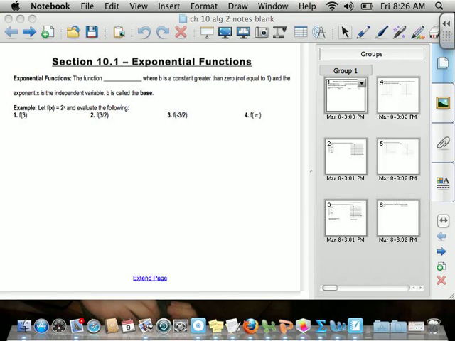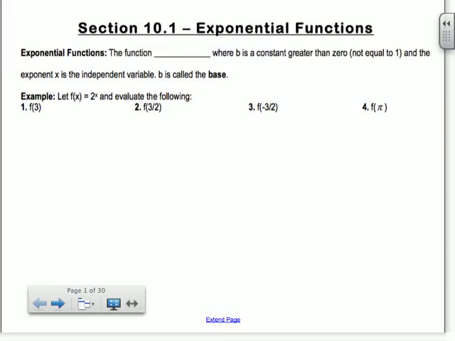Alright, so section 10.1 is on exponential functions. If you remember when we did our M&M activity, we had an exponential function. It started out with a really high value, and then it slowly halved. So that's what we're going to be talking about. It's not always going to halve, but it could go down by a different amount.